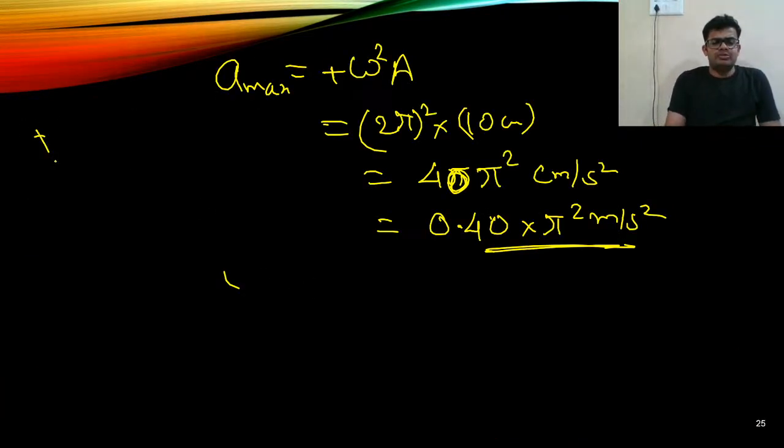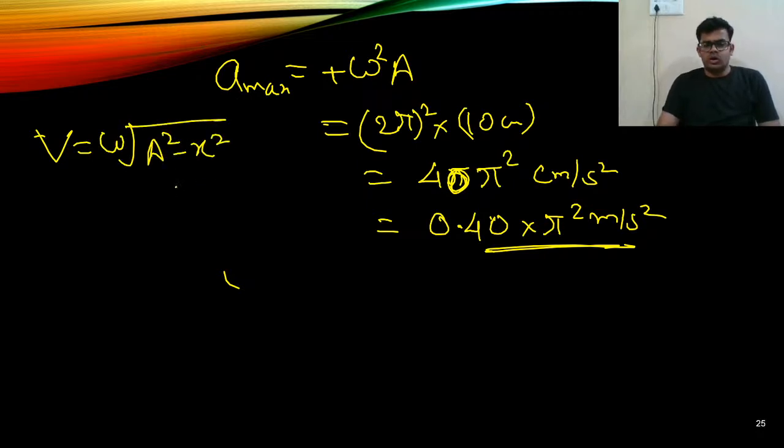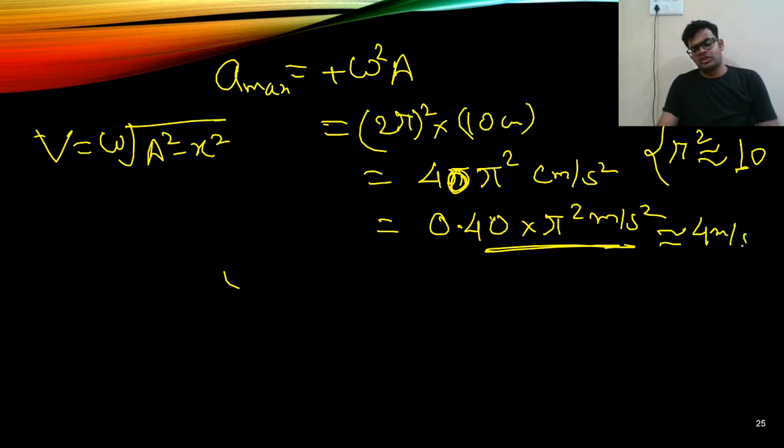So I will write speed v is equal to omega into root of a square minus x square, right? All of you know this, right? So what you will get? For your information, I want to give you one idea. Value of pi square is always nearly 10. Okay, so that's why we'll get 4 meter per second square. So speed v is equal to omega into root of a square minus x square. This is the general formula of speed.